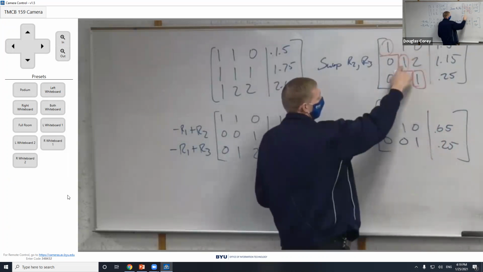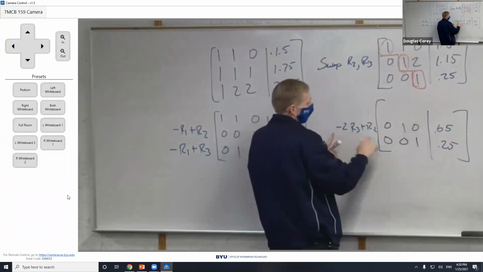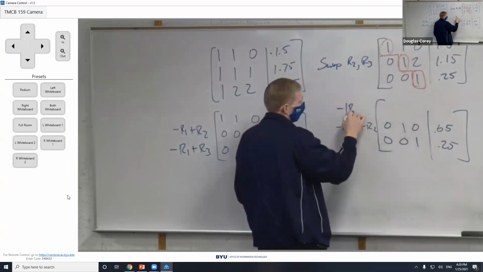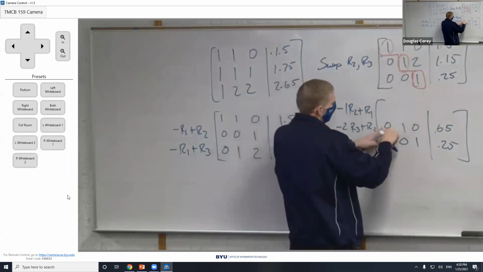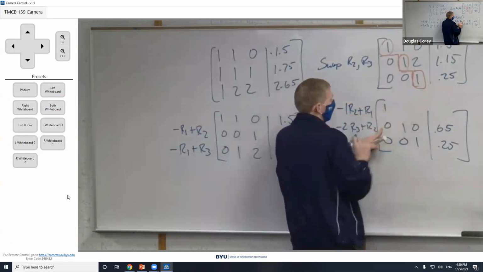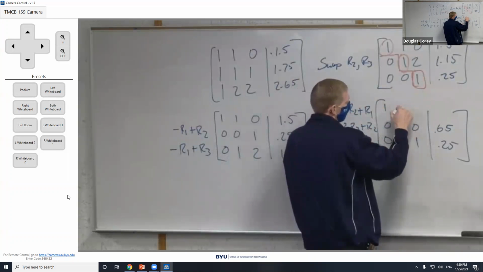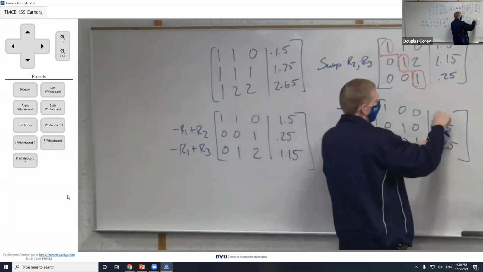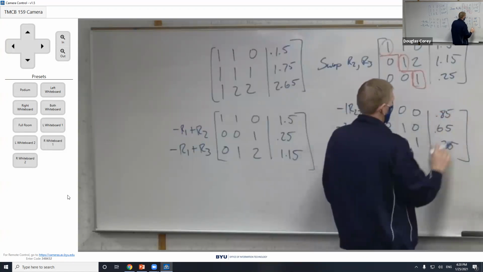I'm going to use this one, though, to get rid of that one there. So I'm going to multiply this by just a -1: -1 times row 2, and add it to row 1. So 0 times a -1 plus 1, just 1. 1 times a -1 is a -1, plus 1 is 0, zeros. Here I get a -0.65 plus 1.5. What do I end up with? 0.85. So if we did that right.